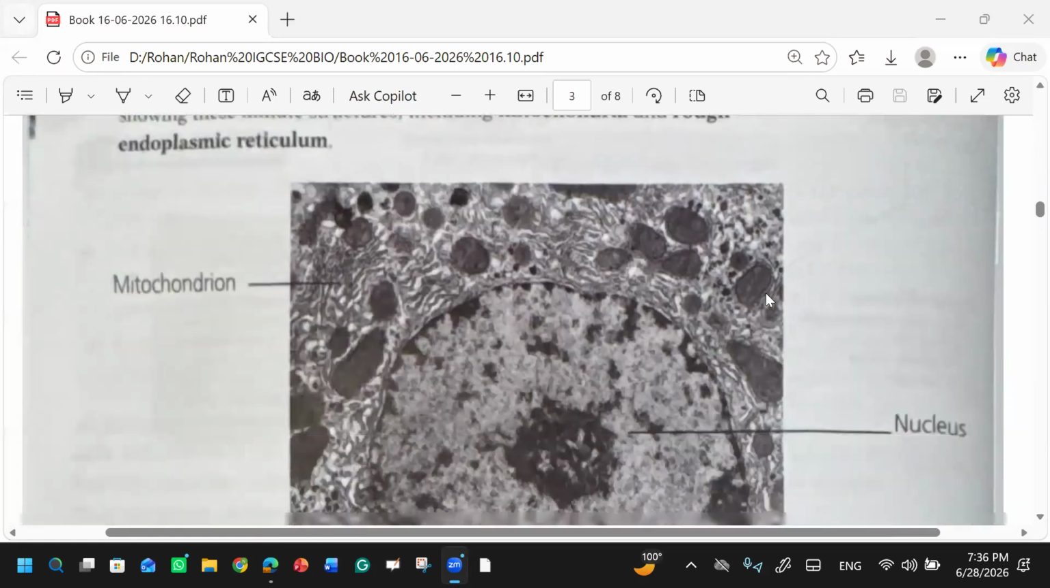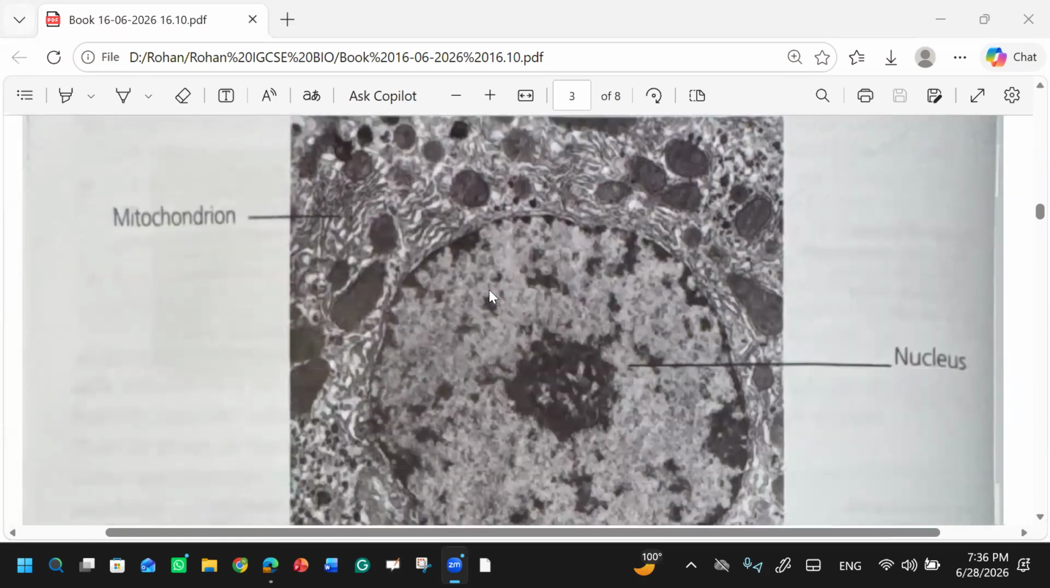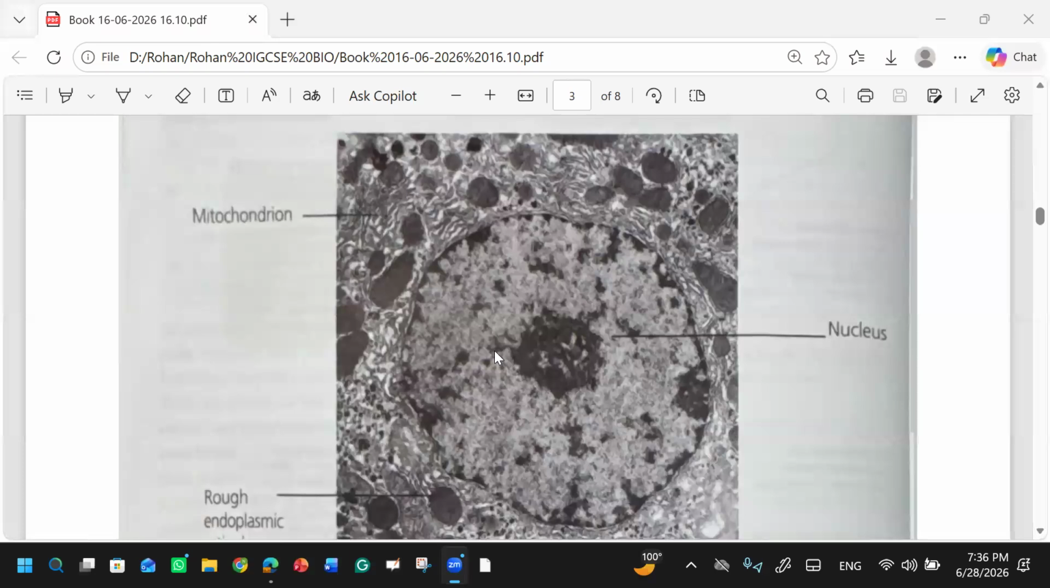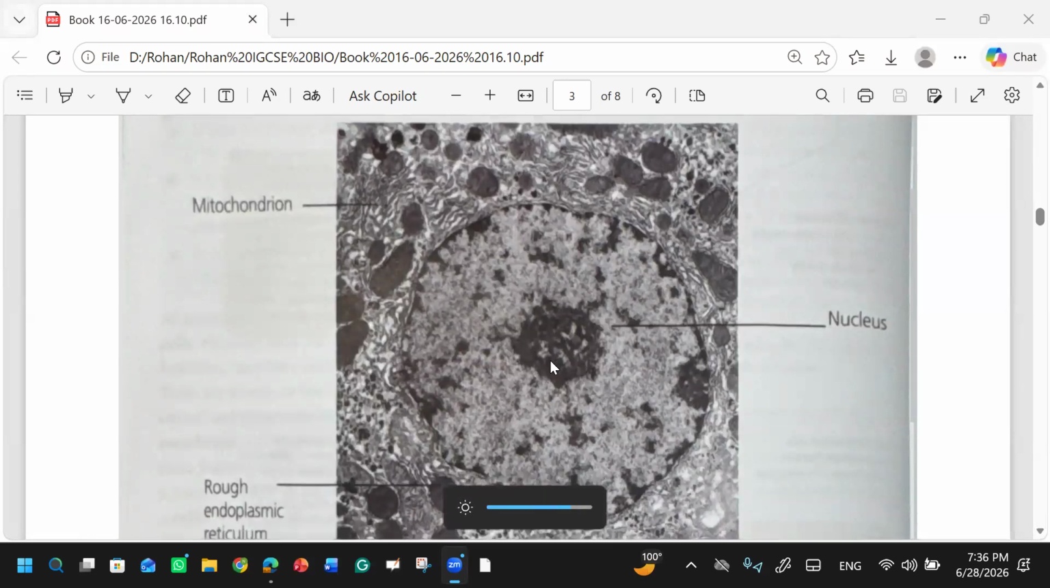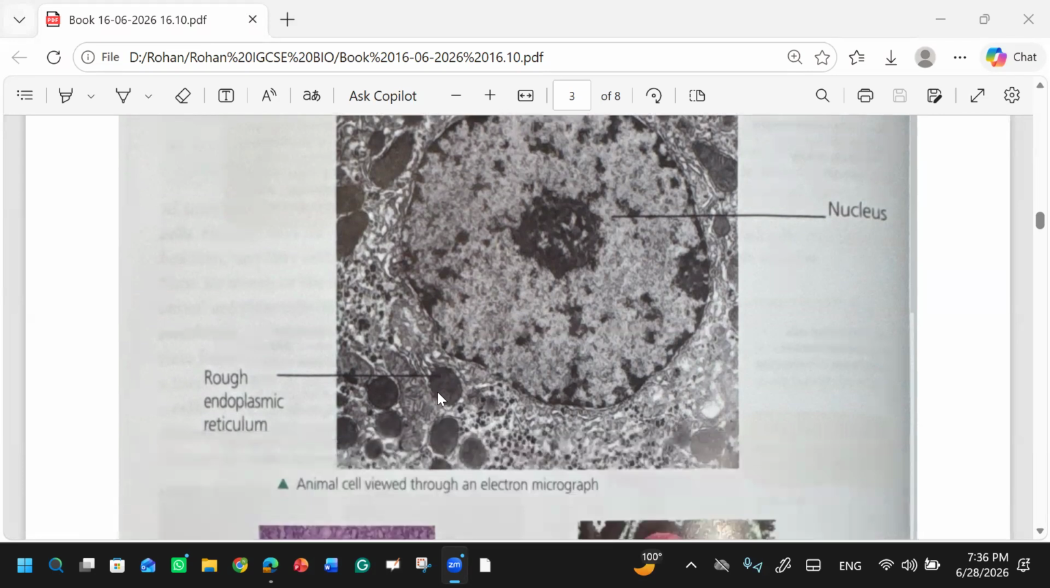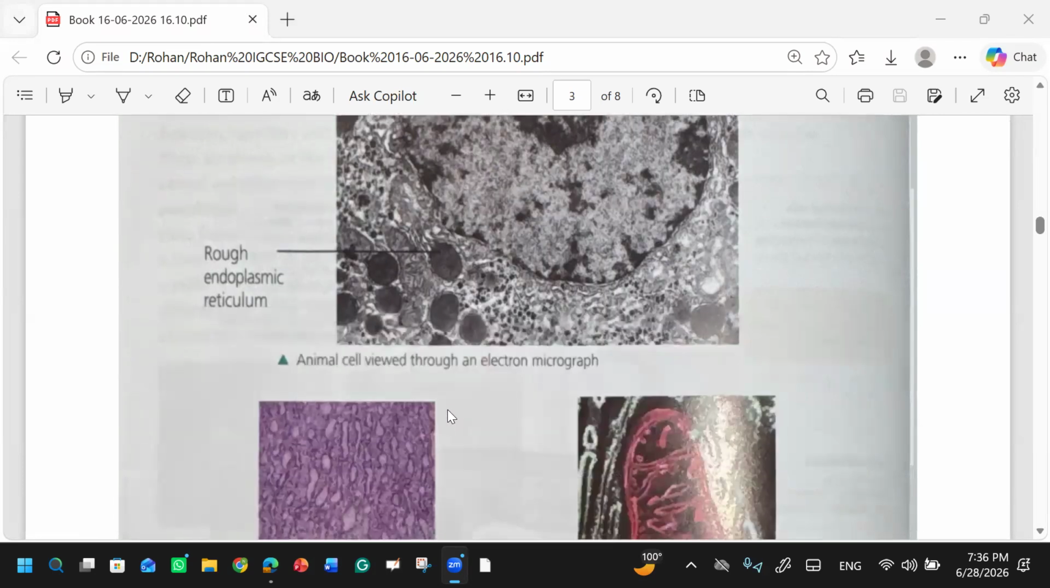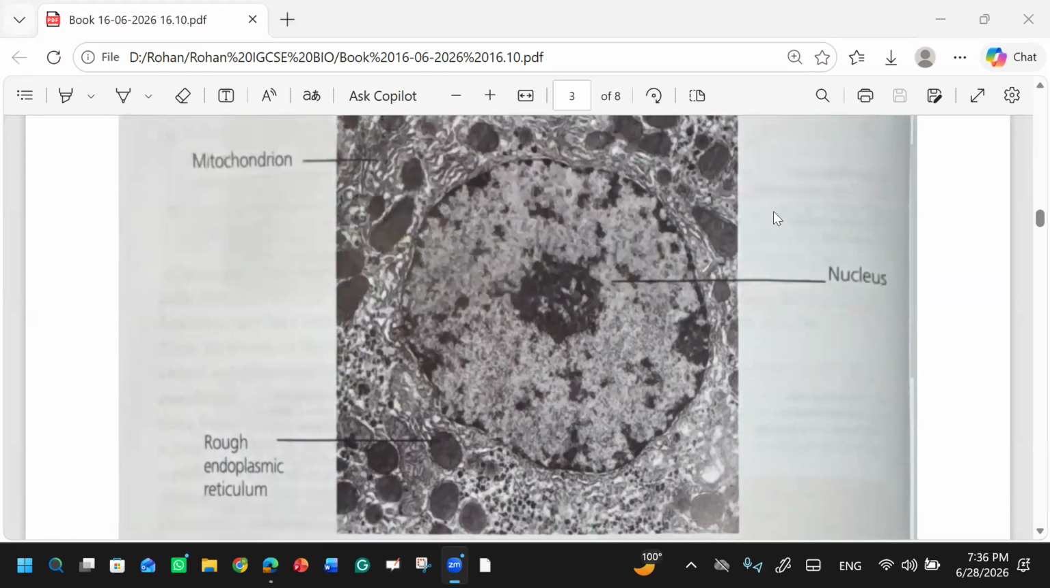So they have mentioned this picture of mitochondria. You see, this whole is a cell, and if you see in the center there is the nucleus, right? This is the nucleus, and there is mitochondria. These are rough endoplasmic reticulum. So this image is taken by an electron microscope. Okay, it is not taken from a simple microscope.